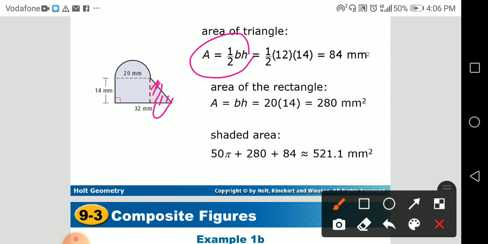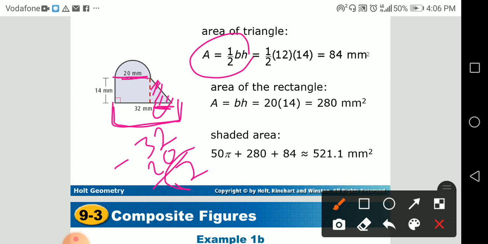Remember, he gives you the whole length 32 and this part 20. So I need to get this part. It's the whole length minus this part, to give you the external one. So you get 12. The base here, guys, is 12. What about the height? This is our height.